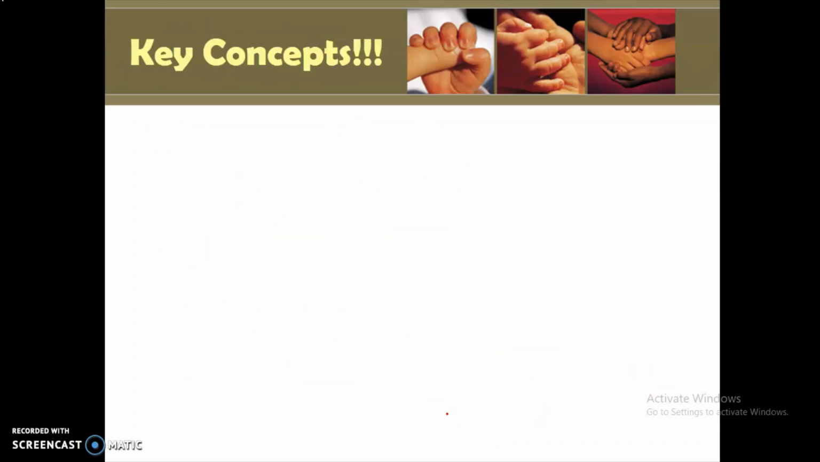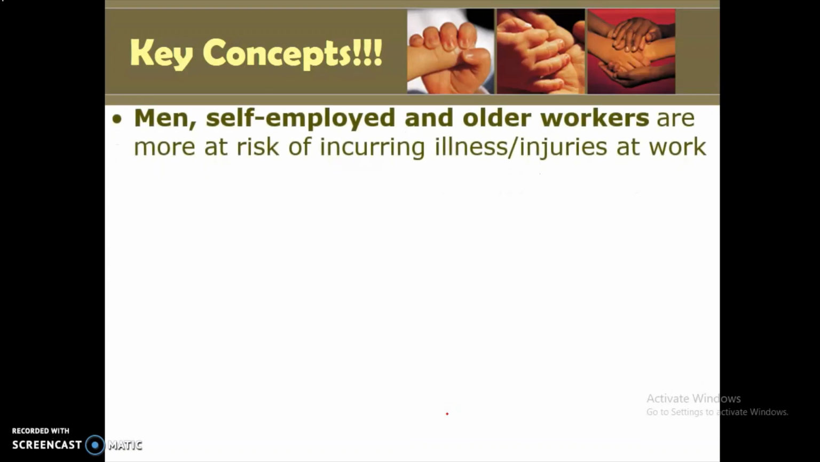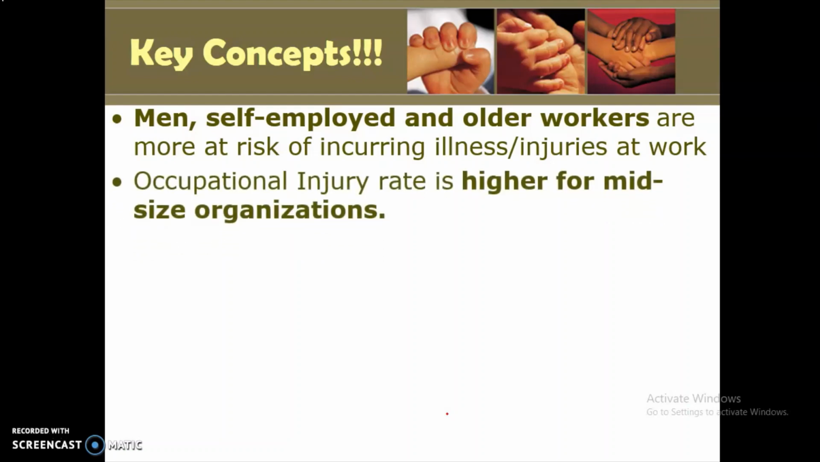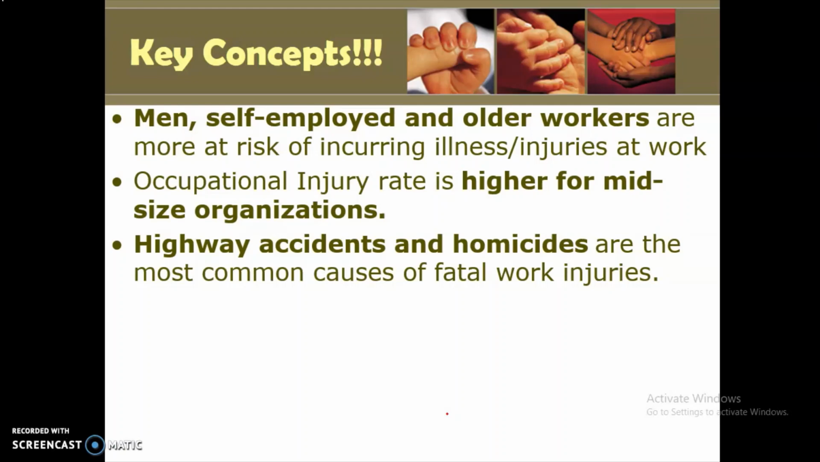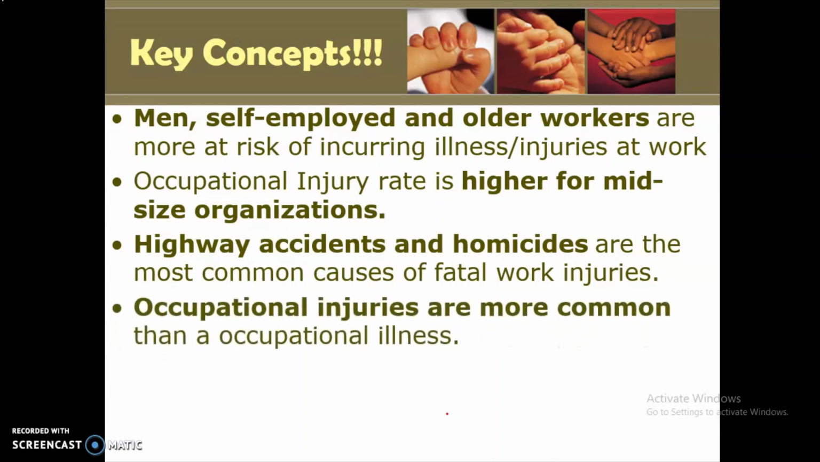Okay, now what are the general key concepts that we need to remember in terms of occupational health nursing? According to our book, The Public Health Nursing in the Philippines, men, self-employed, and older workers are more at risk of illness or injuries at work. That's according to studies as well. Occupational injury rate is higher for mid-sized organizations compared to larger organizations. Highway accidents and homicides are the most common cause of fatal work injuries, which is true, especially in the Philippines.